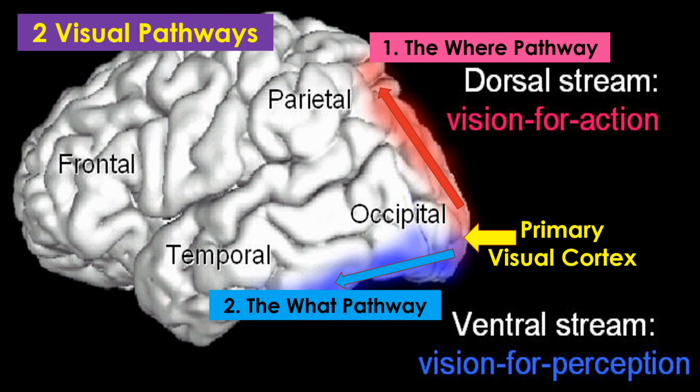The second visual pathway is called the what pathway or the ventral stream. The visual information goes from the primary visual cortex into the temporal lobe, and the cells there in the temporal lobe figure out what it is that you're looking at. What color is it? What shape is it? And so on. So we have two different visual pathways, the what pathway and the where pathway.